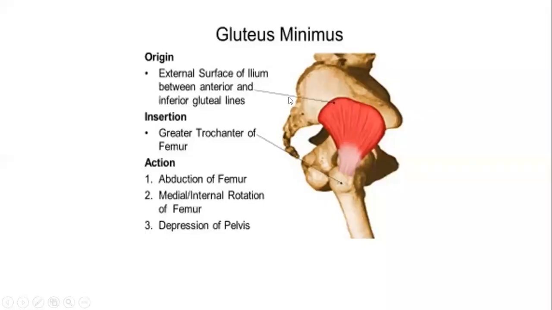Moving on to gluteus minimus. Origin. Gluteus minimus arises from the external surface of the ilium between the anterior and inferior gluteal lines. Insertion, we have the greater trochanter of the femur, where it gets inserted along with medius, and its nerve supply is also similar to that of gluteus medius, which is the superior gluteal nerve, branch of the sacral plexus. Actions, just like medius, it is an abductor of the thigh at the hip joint and a medial rotator of the thigh at the hip joint, and along with medius it is going to help stabilize the pelvis on both sides.